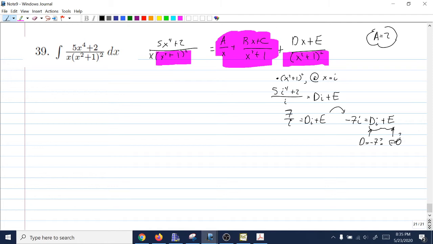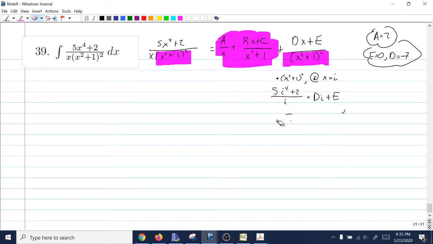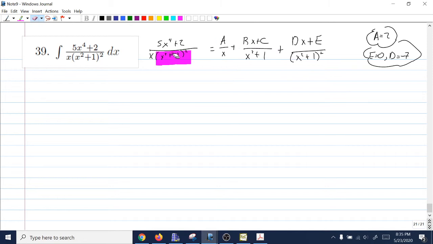I believe I have worked out that e better be 0, and d better be negative 7. Again, I'm not able to get all the letters with the cover-up method, so I'm going to end up doing the whole multiplying everything out. But that's what it's like when you're plugging in these i's. Usually this isn't worth covering in the main class, but I can show it off here. Let's try this out now.